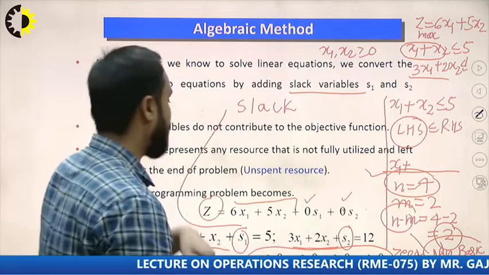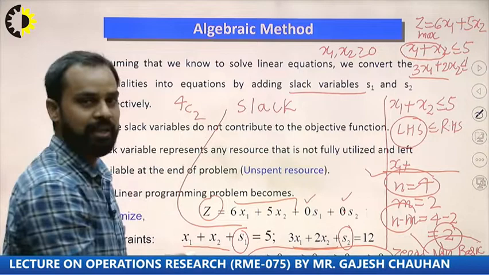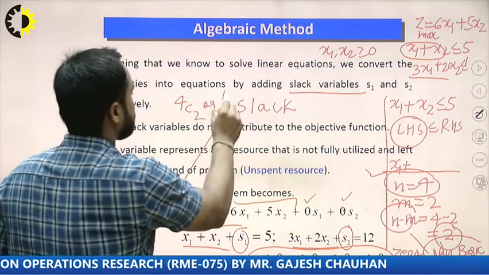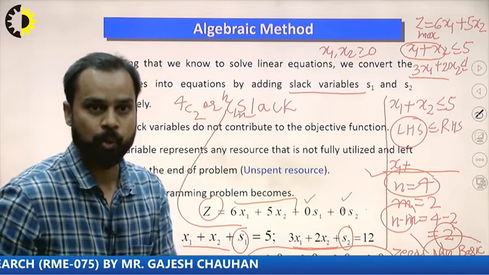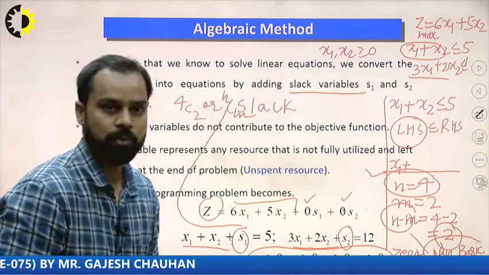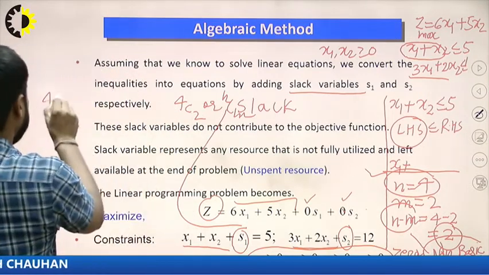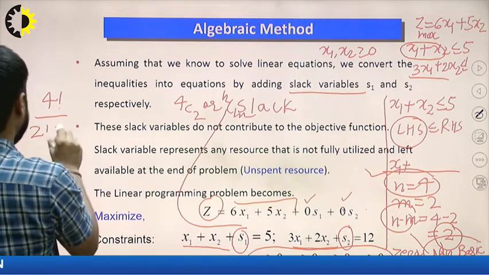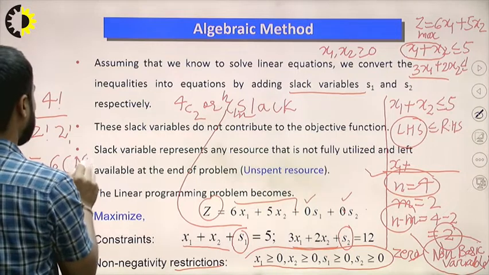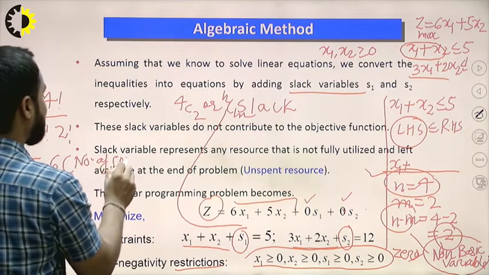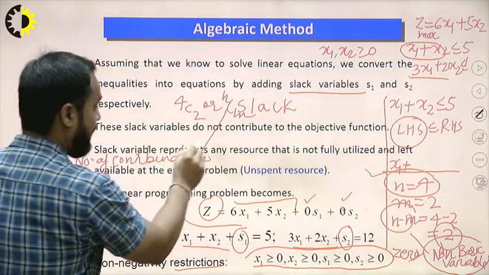Because how many combinations of the variables are possible? 4C2, nCm. How many possible combinations are available with a 4 variable problem? 4C2. If I solve this, it is 4 factorial upon 2 factorial upon 2 factorial. So that becomes 6 possible combinations. 6 combinations are available with basic and non-basic variables.